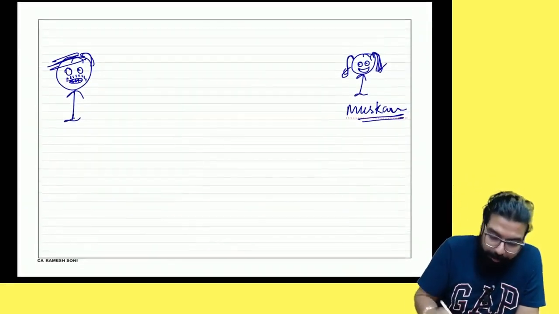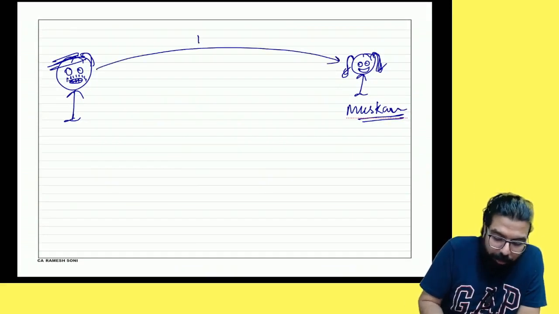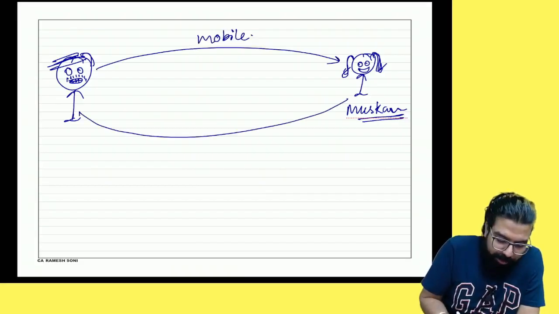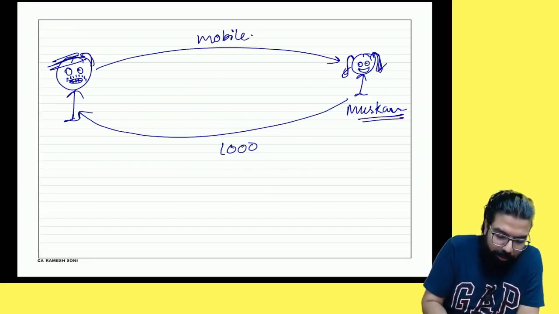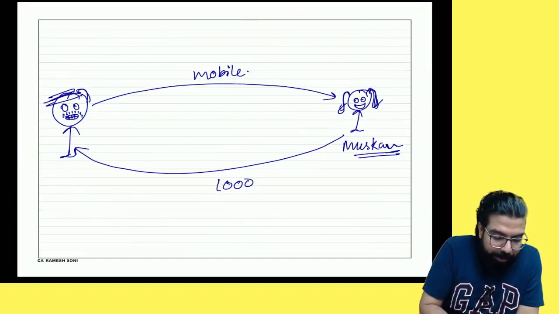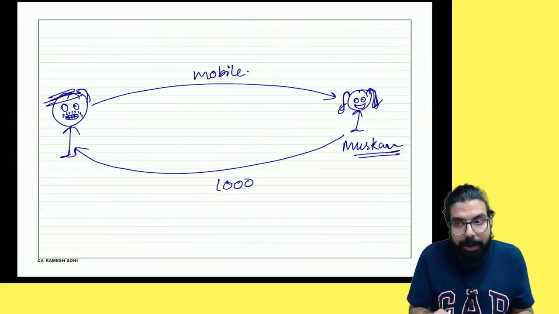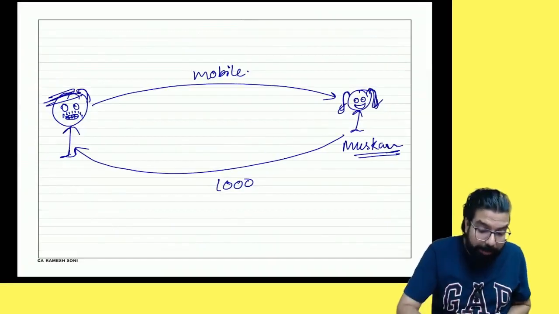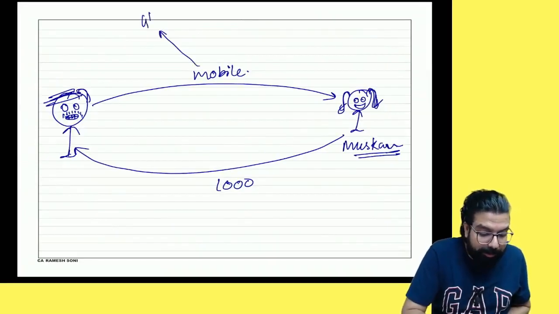Manoj sold his mobile phone to Muskan. Muskan told, take 1000 rupees. She gave 1000 rupees. Is this sale done by Manoj supply or not supply? Why not supply? Is mobile goods or service?